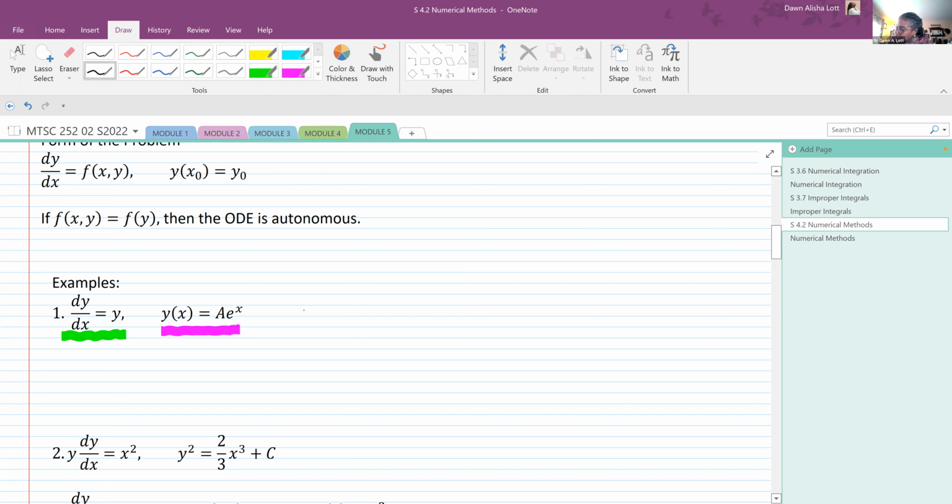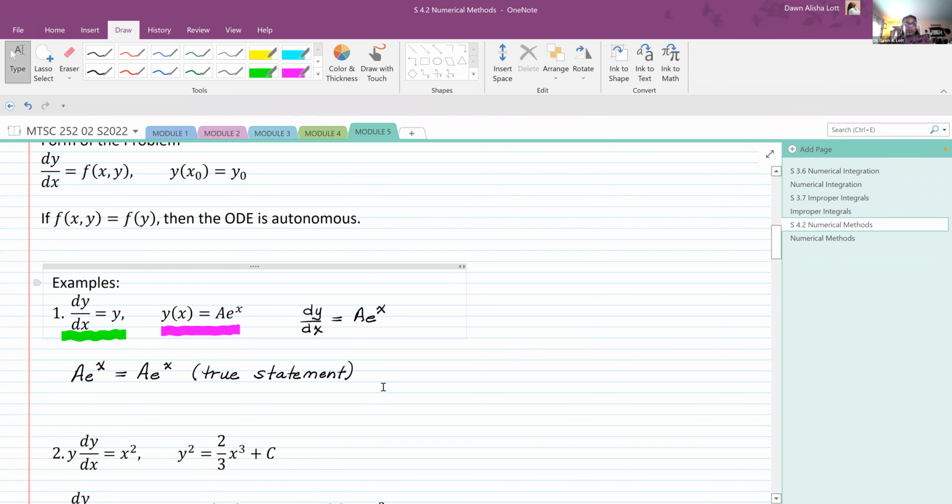Find y prime. So dy/dx, or y prime, is actually equal to a e to the x. So now dy/dx is a e to the x, and y is a e to the x. This is a true statement. So therefore, that is the solution to the problem. Okay. This y works in the differential equation.